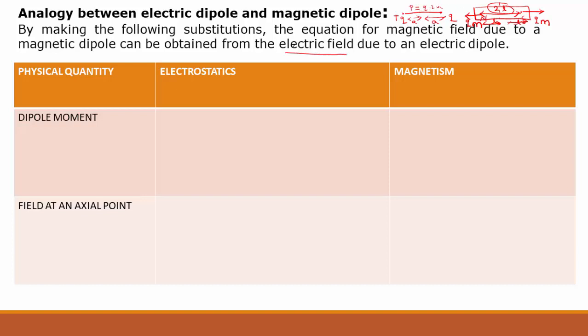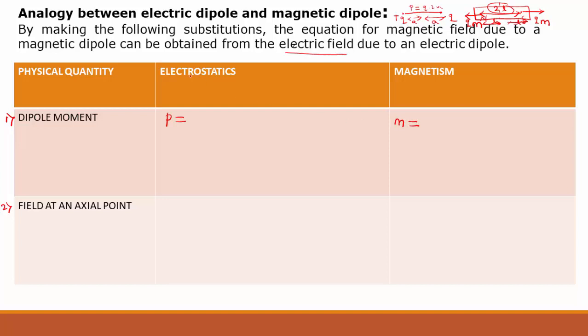Now we will compare the values in electrostatics and in magnetism. The physical quantity we compare first is the dipole moment. In electrostatics, the dipole moment is mathematically denoted by the symbol P. In magnetism, the dipole moment is denoted by the symbol M.